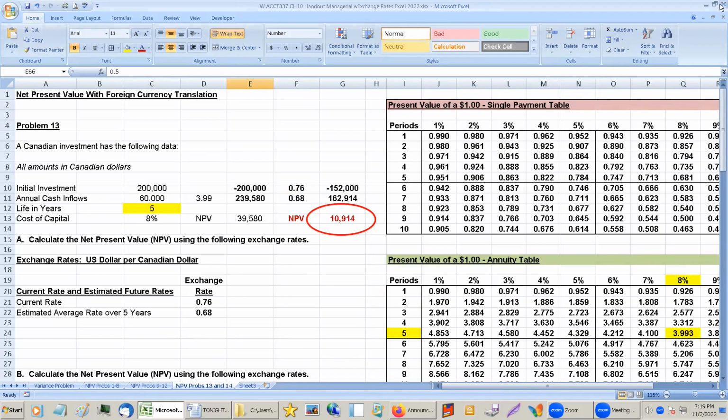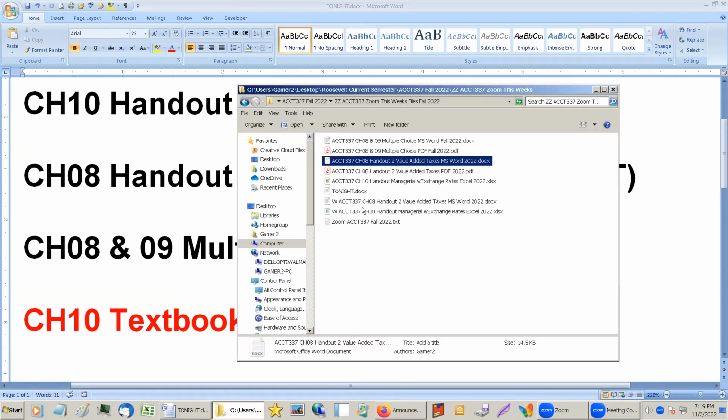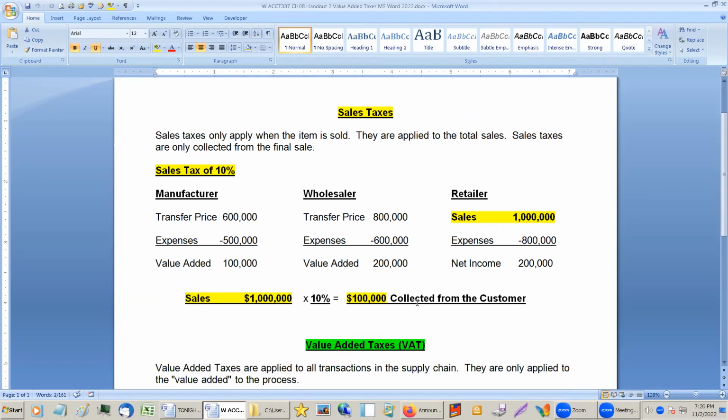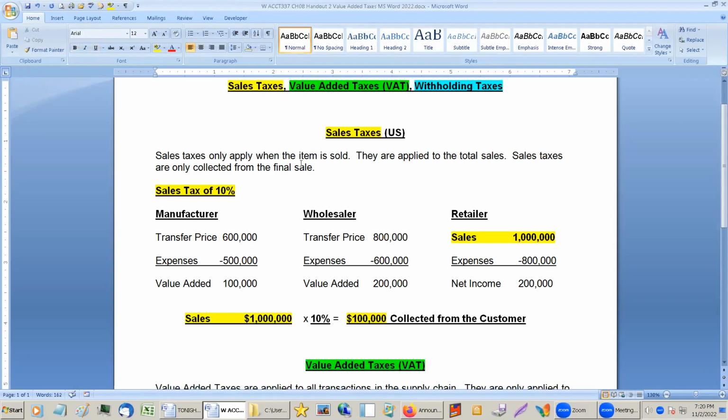So let's go ahead and do value added tax. This is a short one. So the difference between sales tax, value added tax, and withholding. In the United States, we usually use sales tax. And sales tax only applies when the item is sold. So until it's sold, you don't have sales tax.